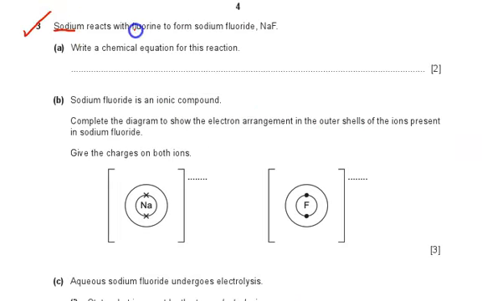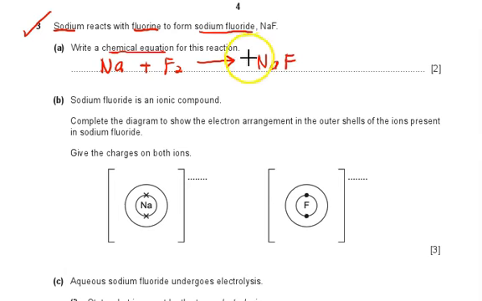Sodium reacts with fluorine to form sodium fluoride. Write a chemical equation for this reaction. So sodium appears as a single Na. Fluorine, okay, fluorine appears as F2 at room temperature. So when they combine, they have an ionic bonding. Now we just have to balance the equation. So here's 2 and here's 2. That's it for 2 marks.